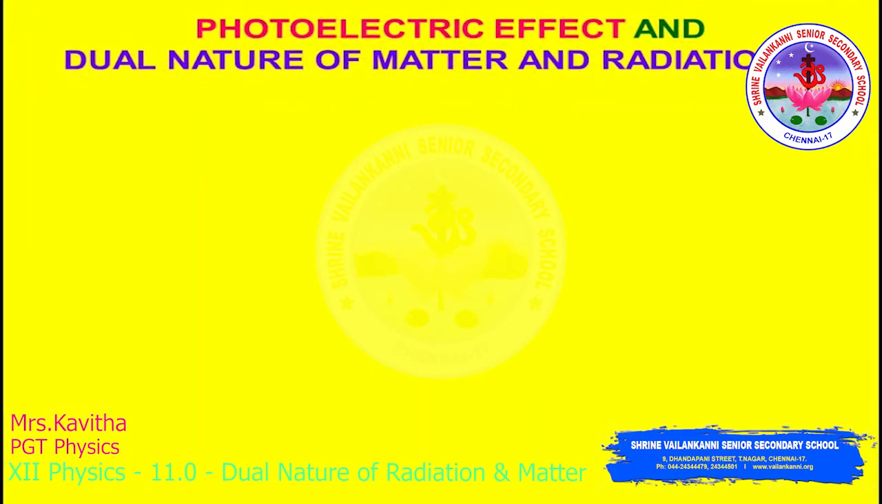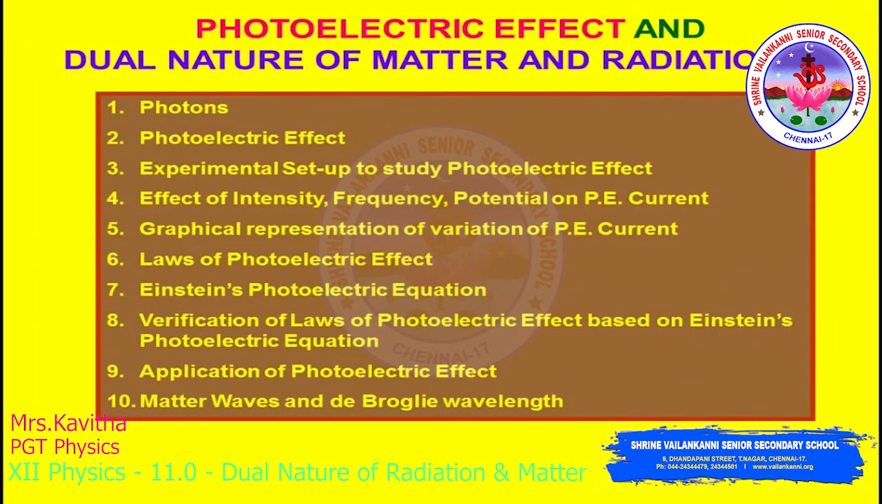Now chapter 11, dual nature of matter and radiation. So we will see briefly the photon, the photoelectric effect, the experimental setup to study the photoelectric effect, the effect of intensity, frequency, and potential on the photoelectric current, the graphical representation of the variation of the photoelectric current, the laws of photoelectric effect, Einstein's photoelectric equation, one by one, right, and the matter waves, de Broglie wavelength, everything. Now what is a photon?